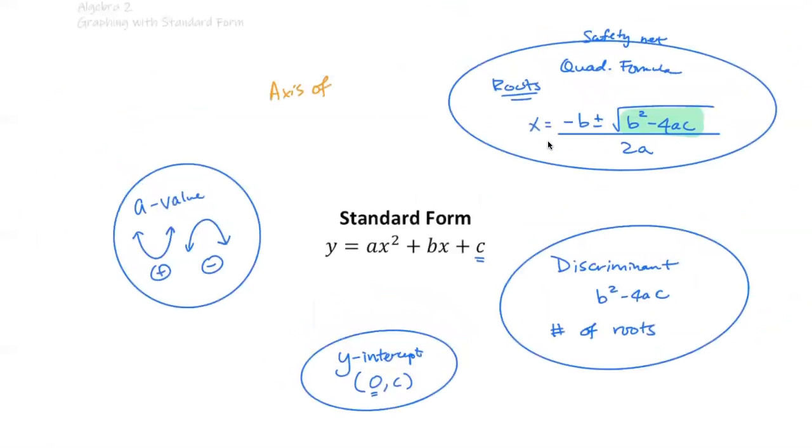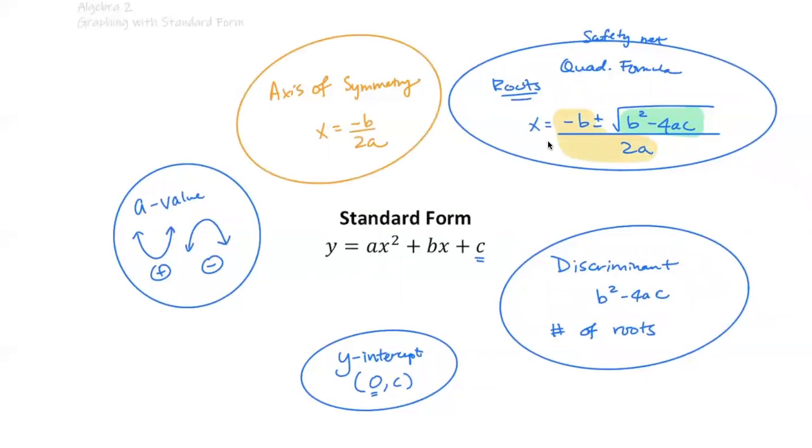We can actually tell the axis of symmetry from here. And how do you tell? Let me write this down and see if you can see where it came from. Does it look familiar to you? The negative b over 2a, does it look familiar to you? I hope it does, because it came from the quadratic formula.